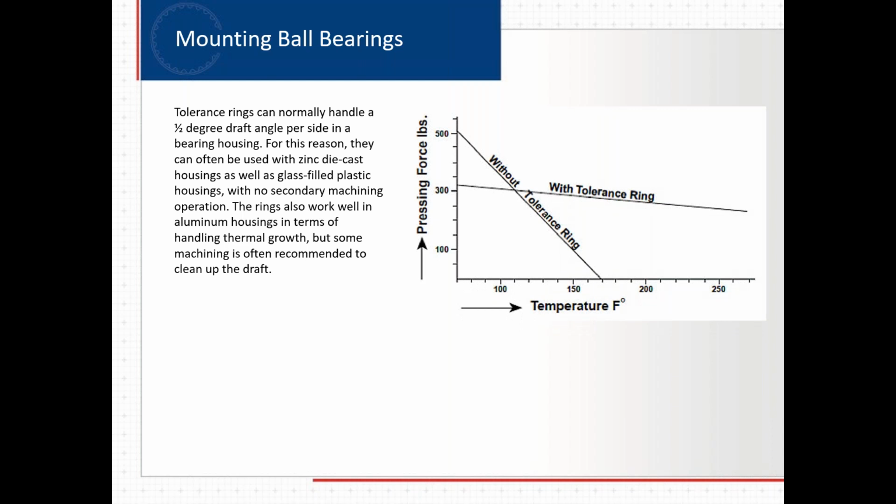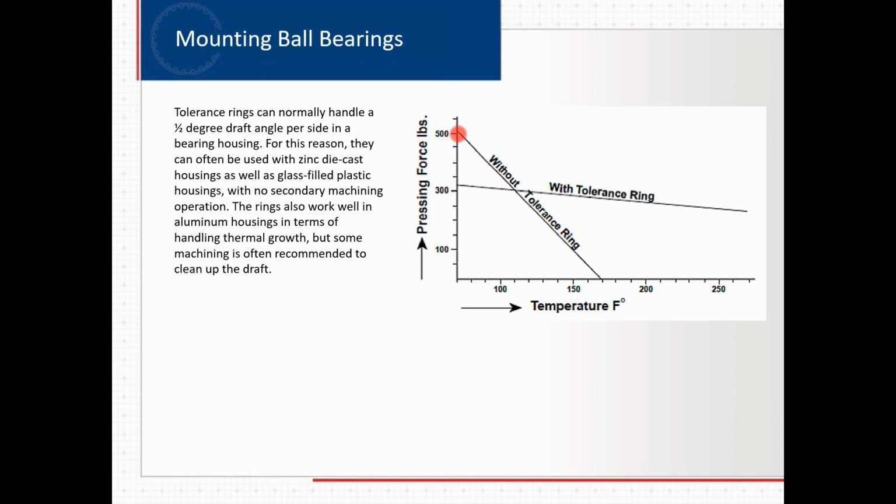This is one of my favorite charts because it really gives the nuts and bolts of why tolerance ring is so great for thermal applications, where you have one component expanding or contracting at a greater rate than the other component throughout a thermal temperature range. Let me start out without a tolerance ring. If you were to press in, say, a 2-inch OD ball bearing, the pressing force at room temperature would be about 500 pounds or so. That's an interference fit of a ball bearing in a housing.